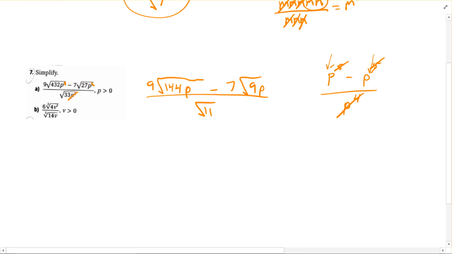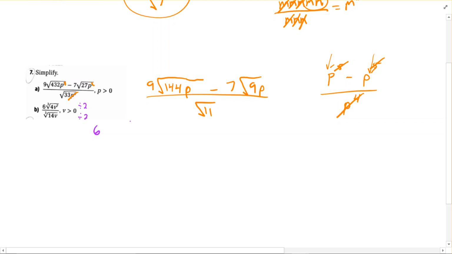B here is going to be a little bit easier. Nothing we can do about the 6 out front because there's nothing in the bottom, right? So this is just going to turn into 6. We can divide the top and the bottom here by, well, only 2. So we can divide the top and bottom by 2.